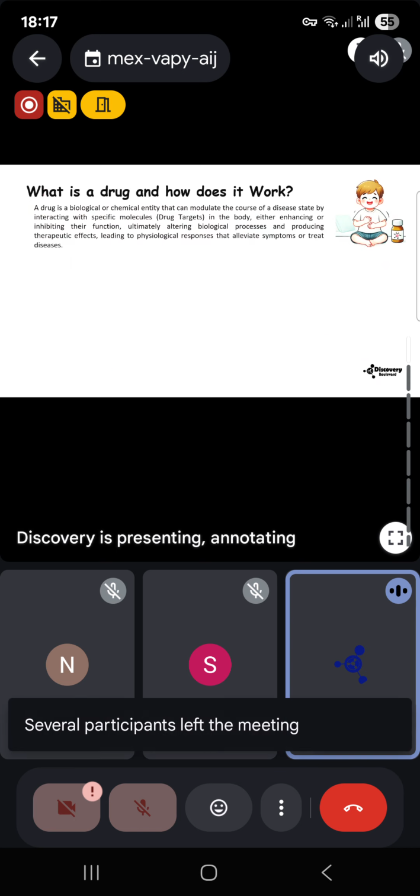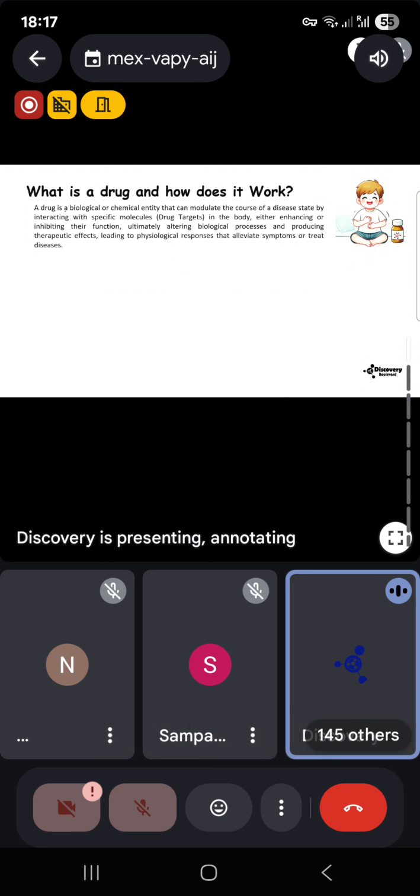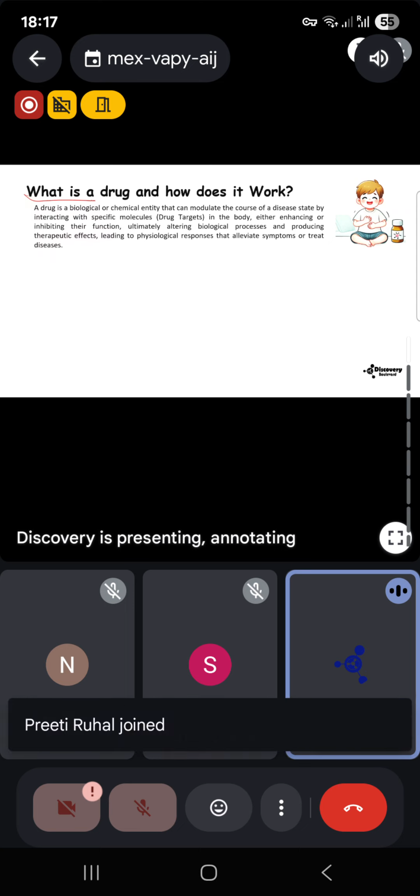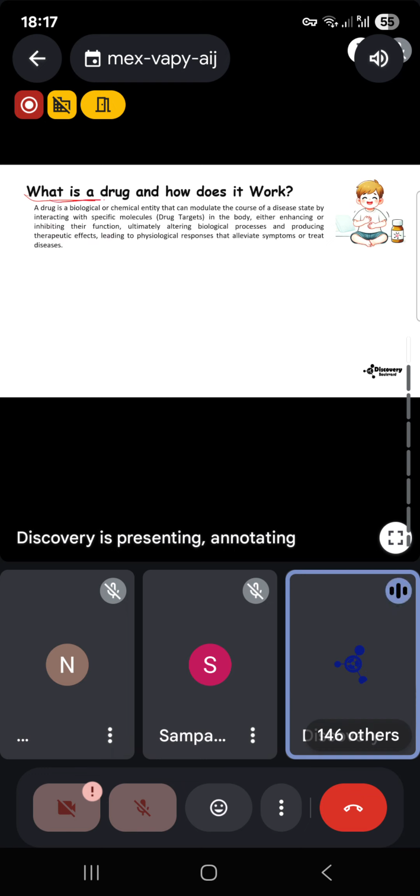Here we are going to introduce some important concepts. If you are not familiar with this drug discovery process, please pay attention, those who are not familiar with these concepts. So let's see what a drug is and how it works. I'll just go through it and try to explain again.